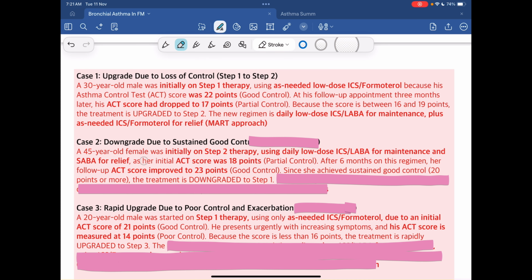A 45-year-old female initially on step 2 using daily low dose of ICS and LABA for maintenance and SABA for relief. Her initial ACT score was 18. After 6 months of the regimen, her follow-up ACT score improved to 23. Since she achieved sustained good control, 20 points or more, she is downgraded to step 1. What is her treatment now?